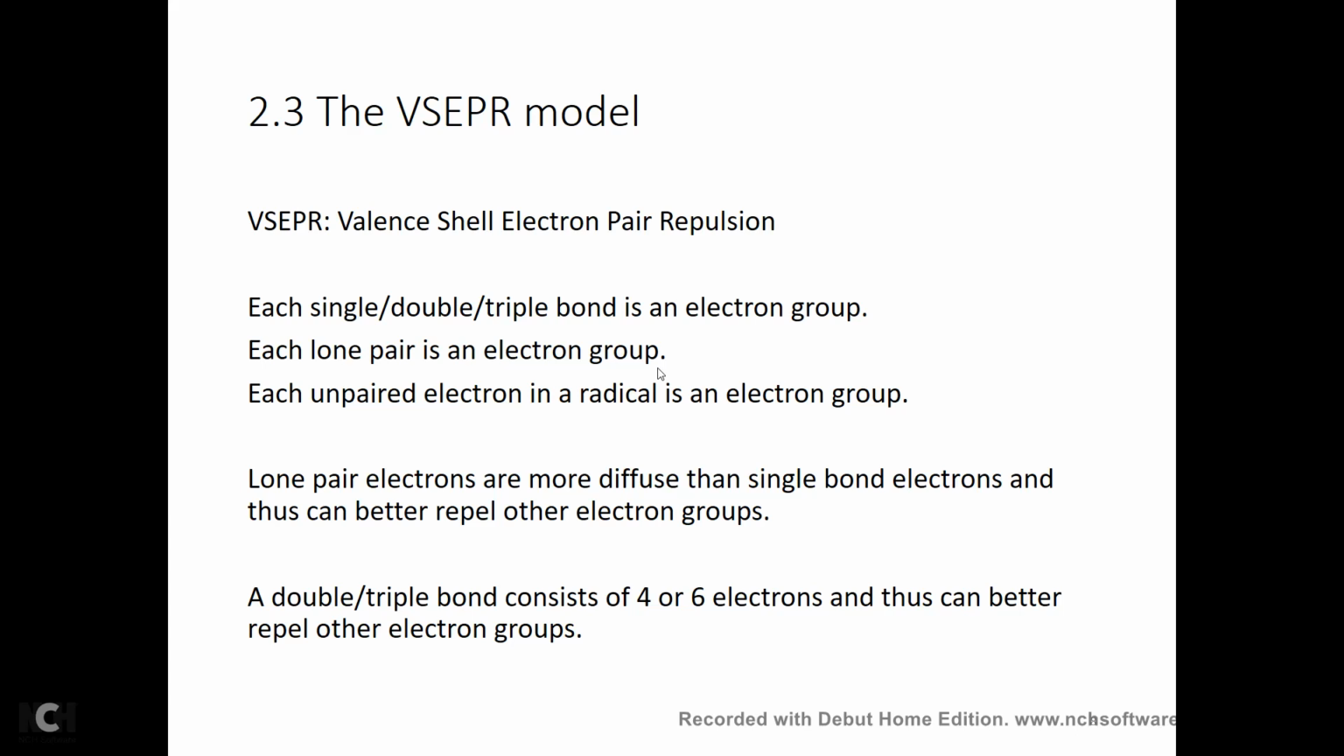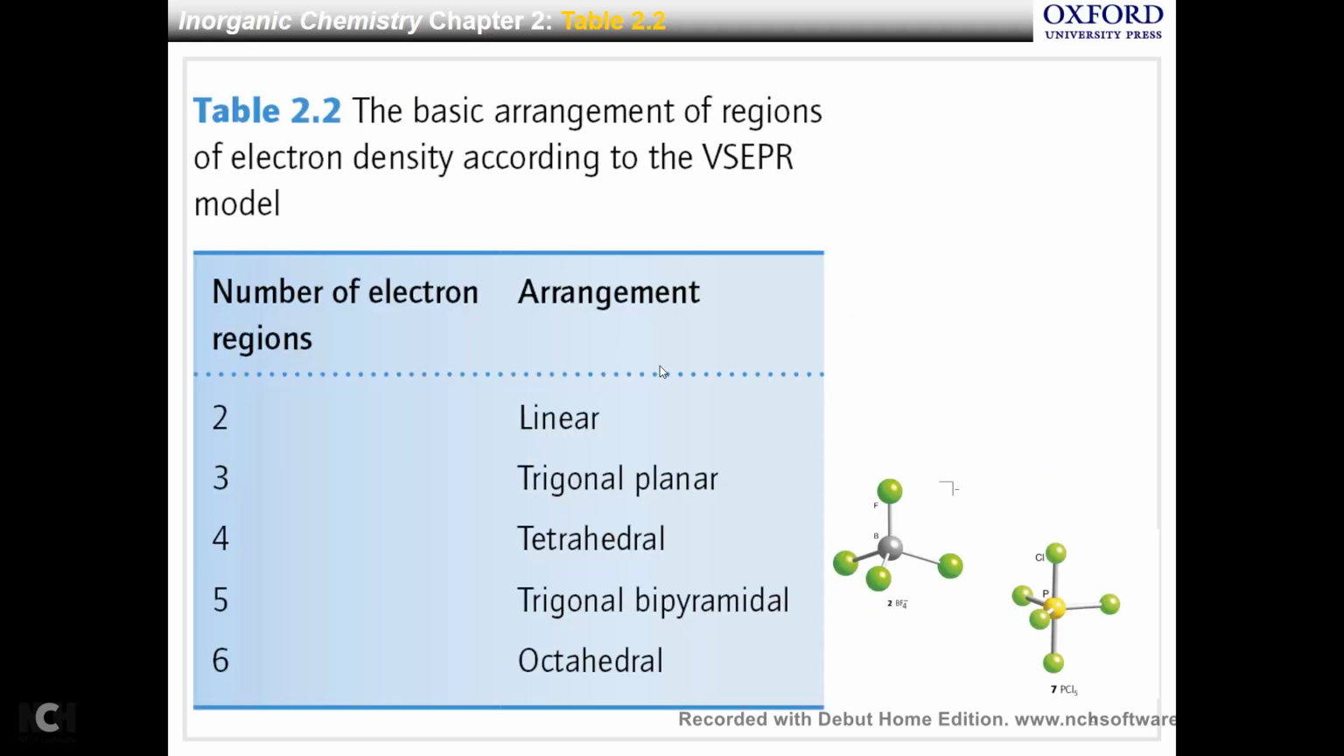And now the essence of the VSEPR model is very simple. Electron groups repel each other. You better separate the electron groups. So if you have 2 electron groups, it's going to be a linear electron geometry. 3 electron groups, trigonal planar. 4 electron groups, tetrahedral. Over here, 4 electron groups: 1, 2, 3, 4. These 4 bonds are 4 electron groups, tetrahedral.